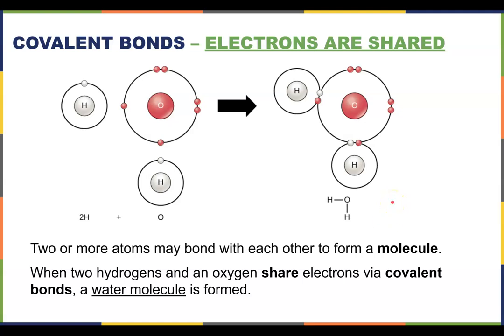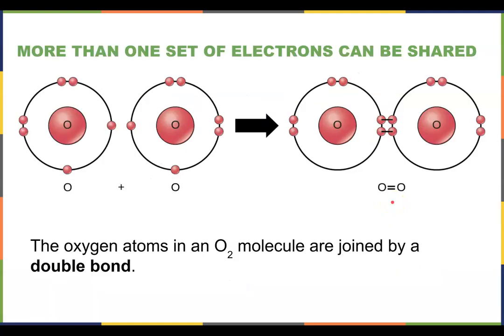Covalent bonds are pretty strong. You can also have a double covalent bond. You can also have a triple covalent bond, and that's just talking about the number of pairs that are shared between elements. For instance, these oxygen molecules have a double bond because they're sharing 2 pairs between them.